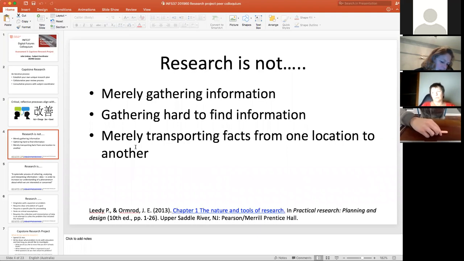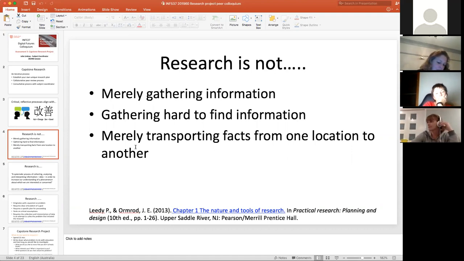All right, just some words. This is one of the references actually in Module 3, Leedy and Ormrod, which a couple of you mentioned in your digital scholarship essay, I think. So research is not merely gathering information, or gathering hard to find information, or merely transporting facts from one location to another. It's not just all of that. It's not just those distinct things.